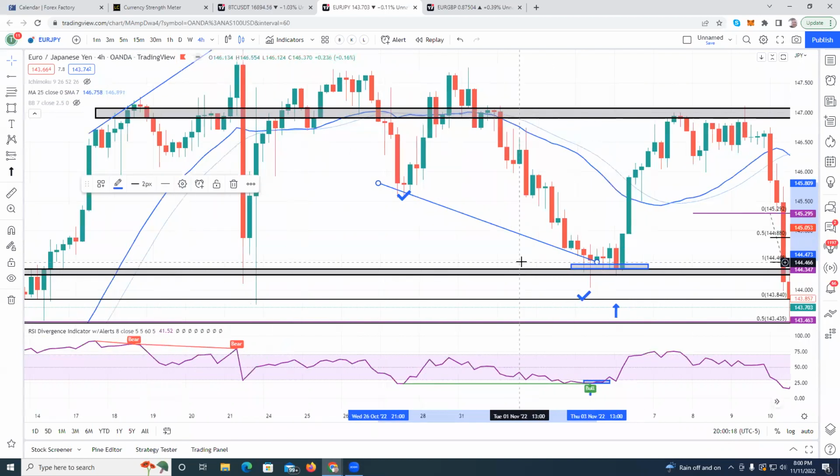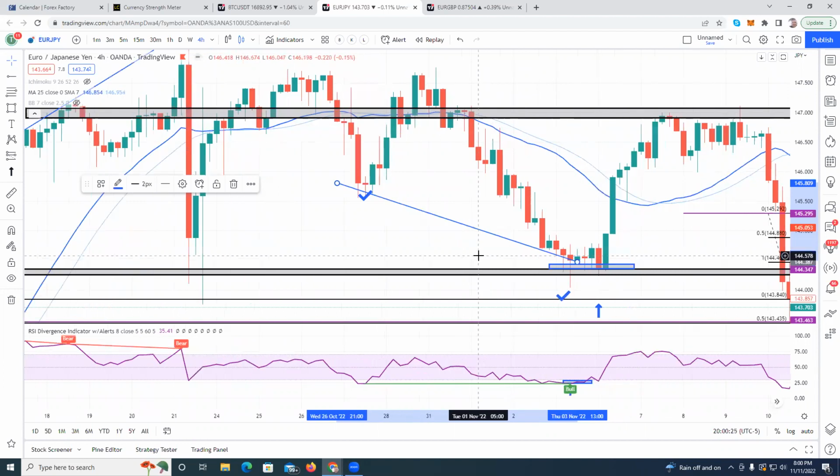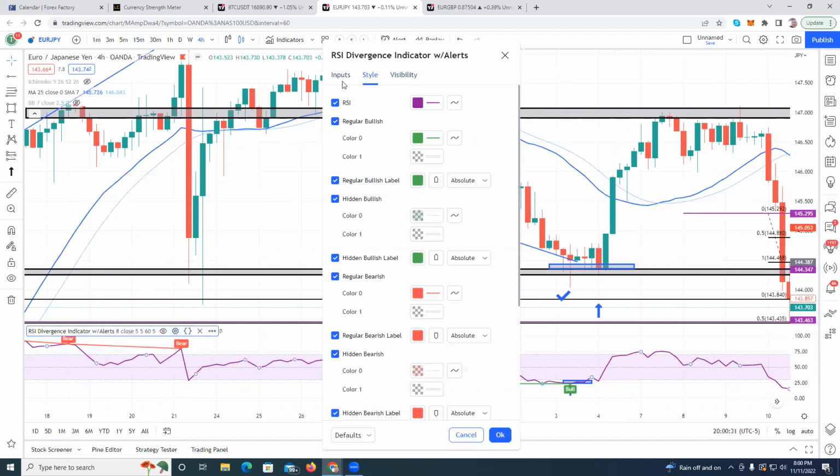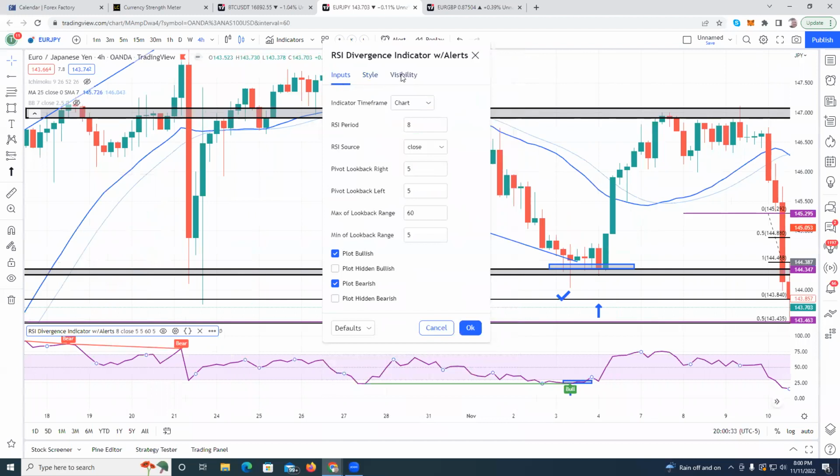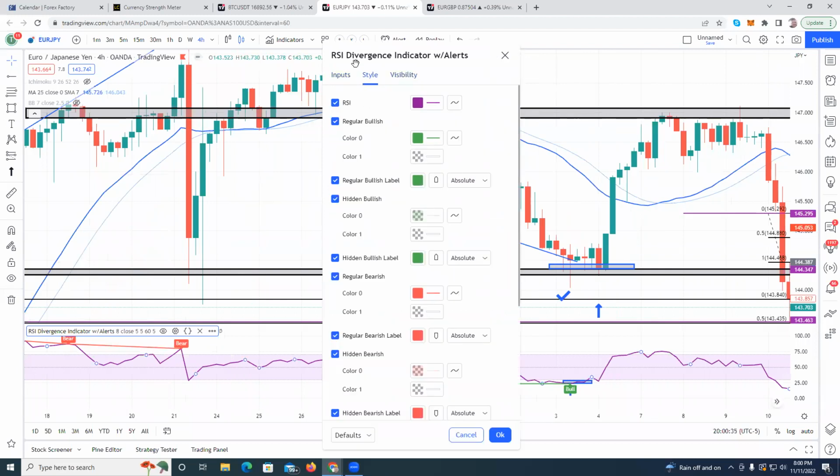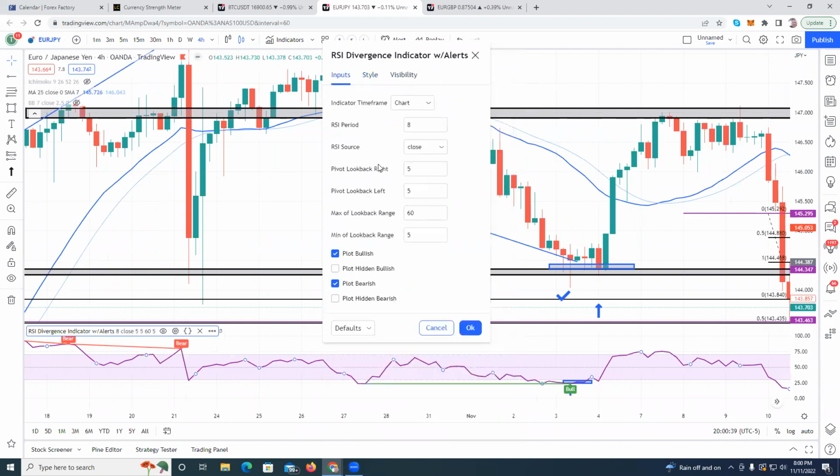Does anybody have any questions on anything that was shared on the session or anything that I just shared right now? For those of you guys that want to use this indicator, it's free on TradingView. I'm going to put the name in chat. It's RSI divergence indicator. That's what it's called, guys.